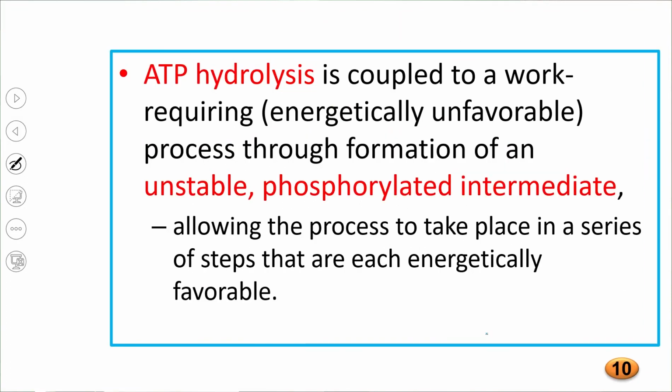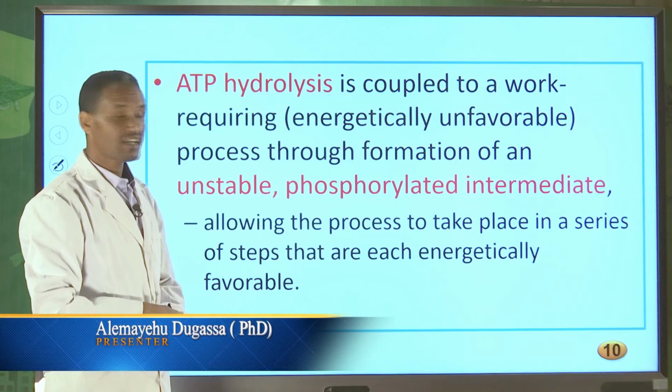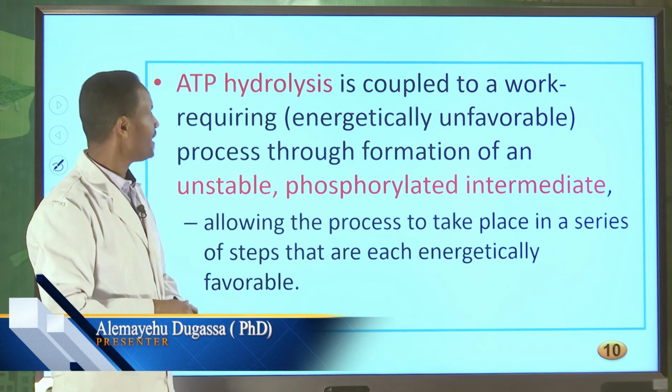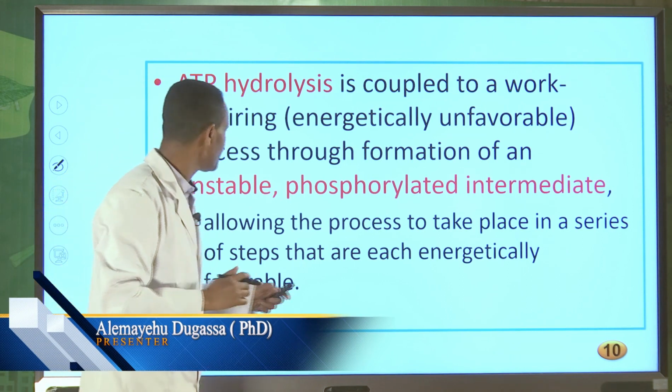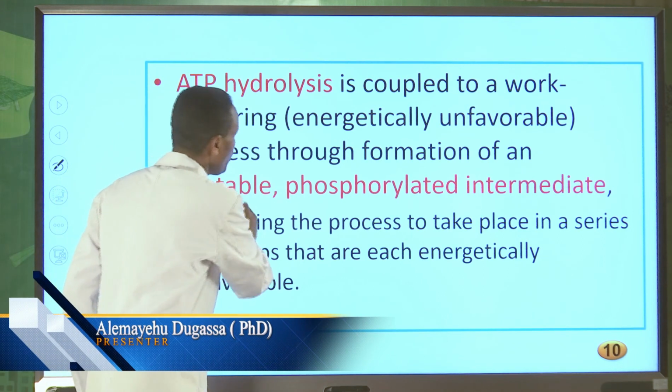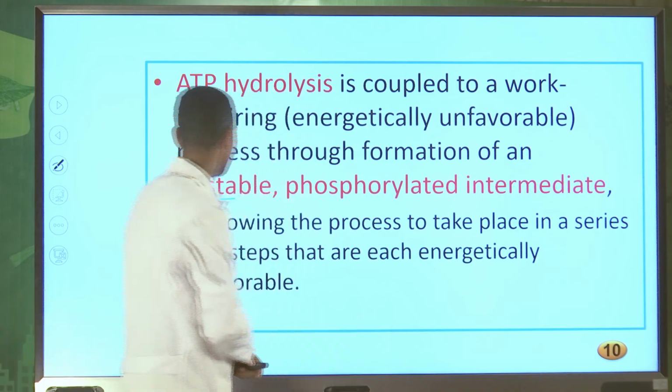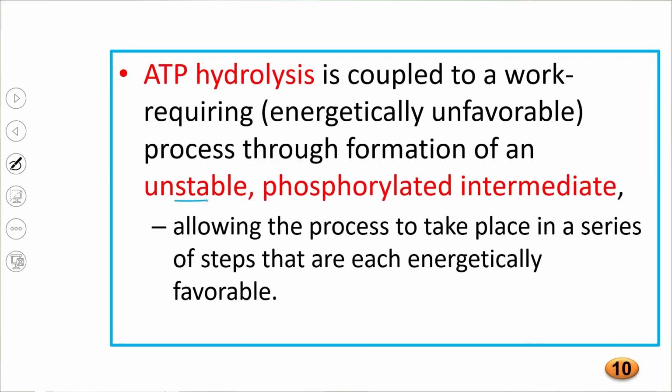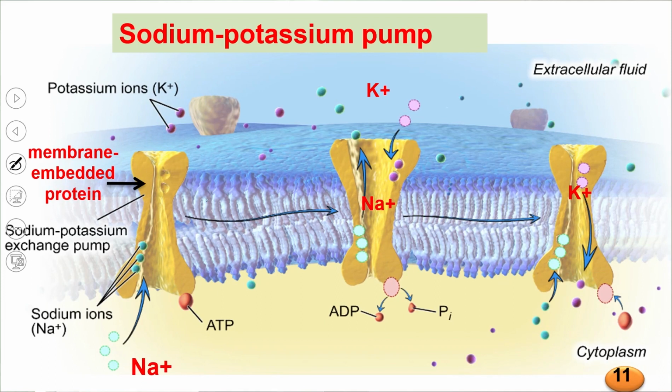Now, ATP hydrolysis is coupled to work-requiring or energetically unfavorable processes through the formation of an unstable, phosphorylated intermediate. This process takes place in a series of steps that are each energetically favorable reactions. Now let me explain the sodium-potassium pump.